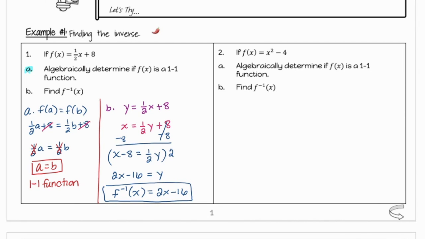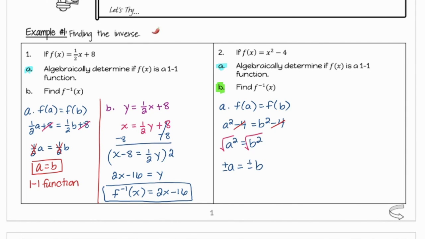For number 2, we are going to do the same kind of process. We have been given a f of x function. We want to algebraically determine if this is a one-to-one function, and if it is, we could move on to part B. So let's start with A. If I'm showing algebraically, I need to do f of A equals f of B. I'm substituting a squared minus 4 equals b squared minus 4, trying to get that a equals b, cancel by adding 4. At this point, square root both sides.